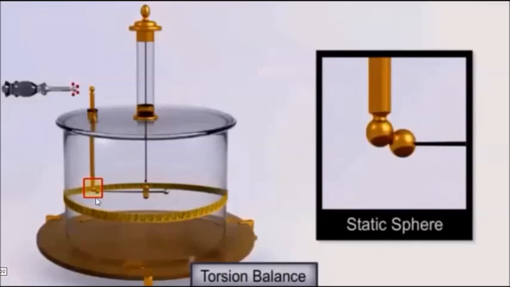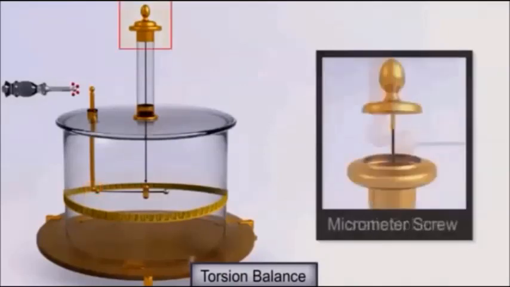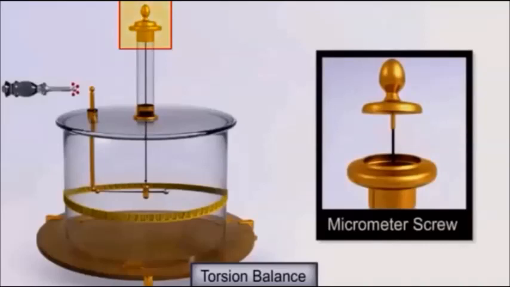Another static metallic sphere, which has an identical size to that of the metal coated ball, is placed at the 0 mark of the circular scale. The metal coated ball can be moved with the help of a micrometer attached to the torsion head.